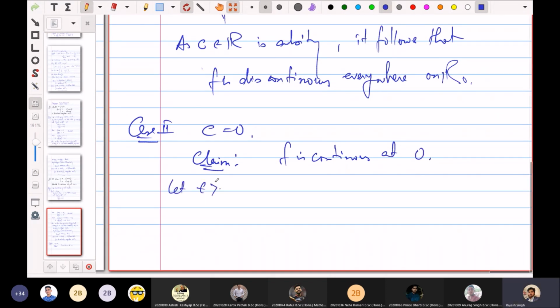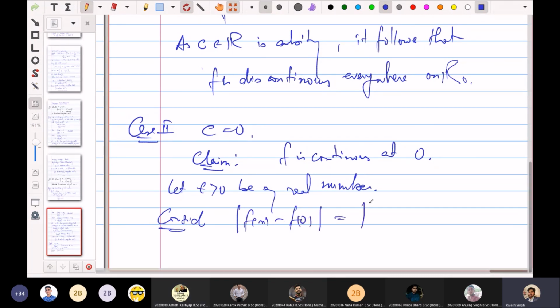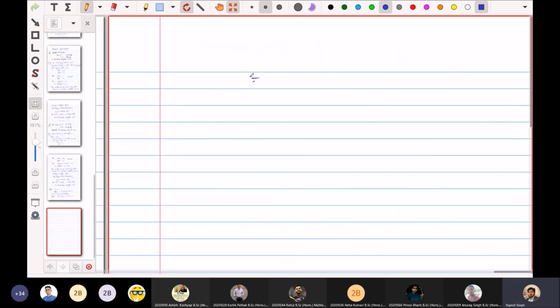You start with any epsilon. So let epsilon greater than 0 be any real number. What will we consider? |f(x) - f(0)|. This will be equal to |f(x)|, because f(0) is 0. So this will become |f(x)|, or we can write |f(x) - 0| in one step first.